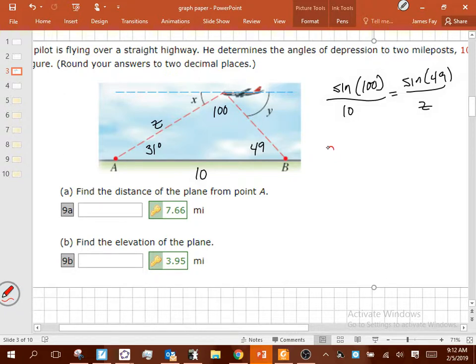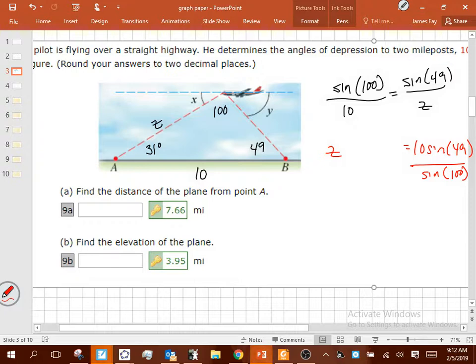Cross multiply, then I get Z sine of 100 is equal to 10 sine of 49. I divide both sides by sine of 100, right? So that should give me Z.